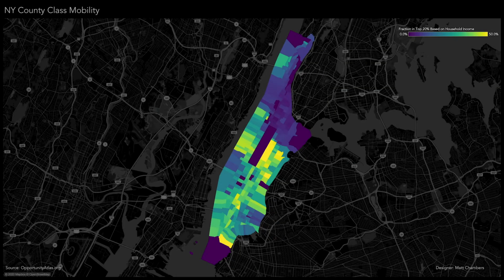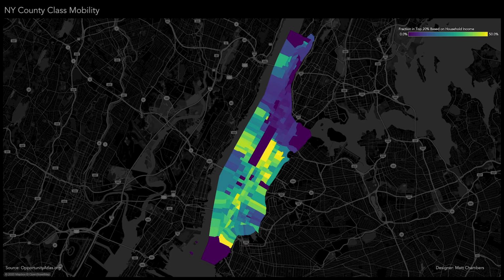Let's go back to our map and look at how Manhattan and Harlem compare across different data points. First, let's look at class mobility. In this map, the census tracts are colored by class mobility, or the fraction of children who grew up in this area who have average household income in the top 20% of the national income distribution for children born in this same year. The more intense yellow represents higher level of class mobility.